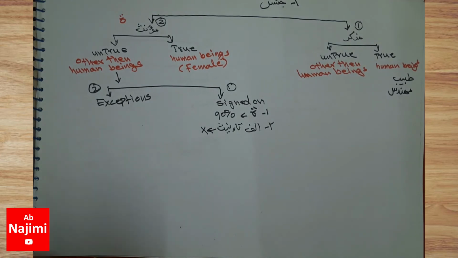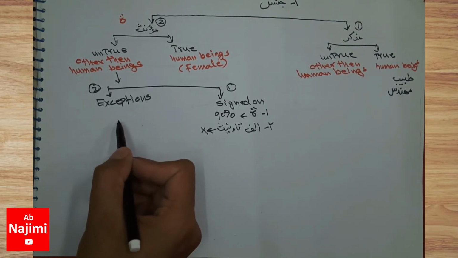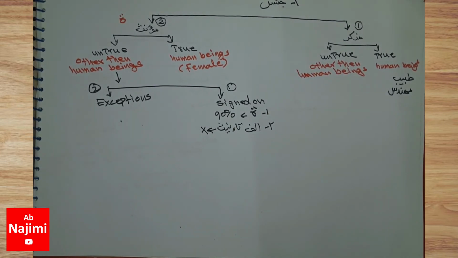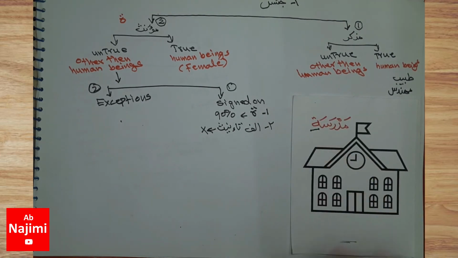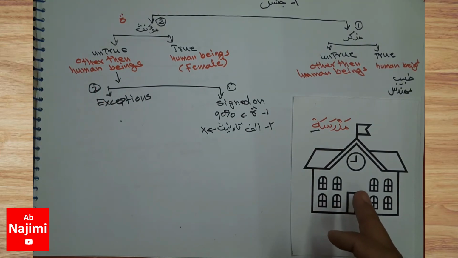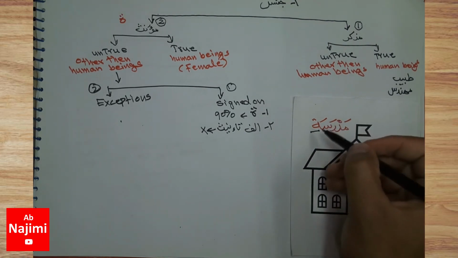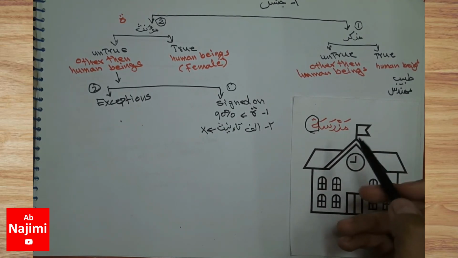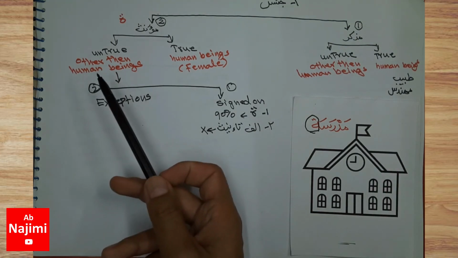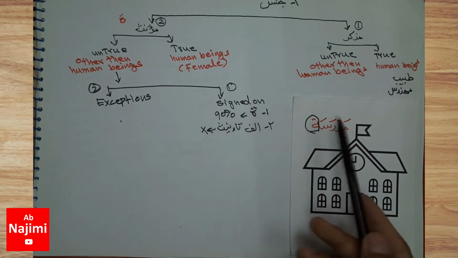Exceptions: there are some asma which look like mudhakkar, but they are not, and we have explained it in a previous class, so I don't have to explain it again. This madrasa, as we said, in English is neither male nor female, but in Arabic it is considered a mu'annas. What type? Untrue mu'annas, because it's not a human being. How should I understand it is mu'annas? Because it has this ta'itanis at the end. So in the untrue category, it has ta'itanis, so we should say signed one.